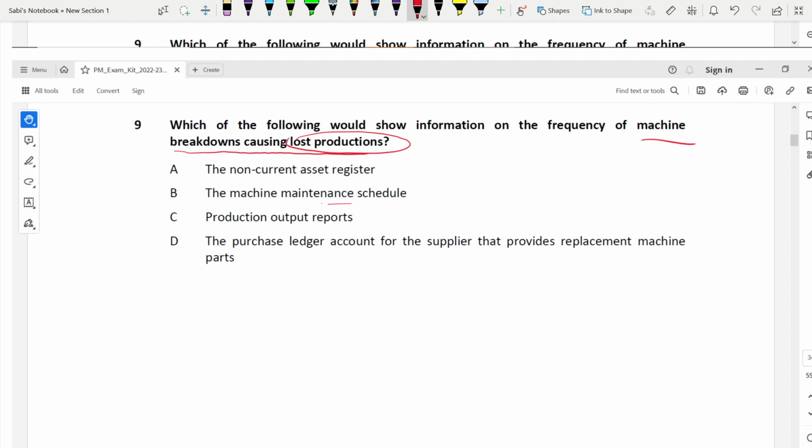C, production output report, yes, is the correct answer, because through this you will know whether your output is lost or not. D, purchase ledger for replacement machine parts, will tell you from whom you have replaced the machine, but not the lost production. So C is the right answer.